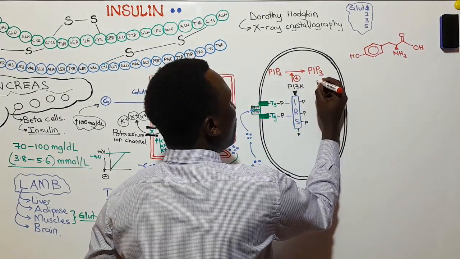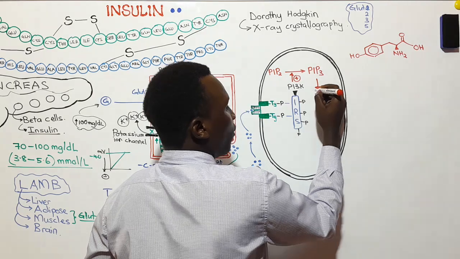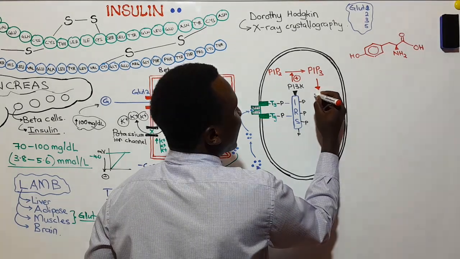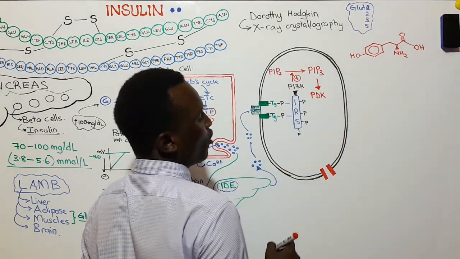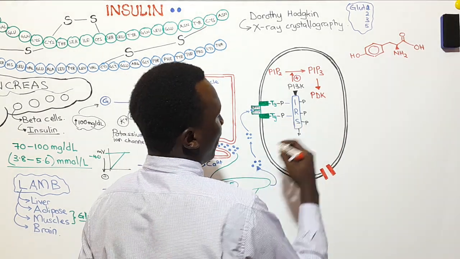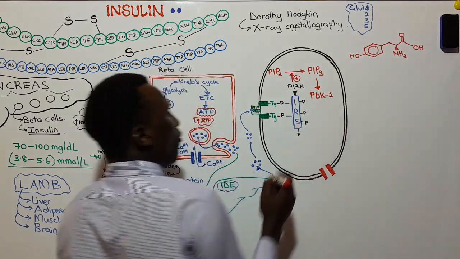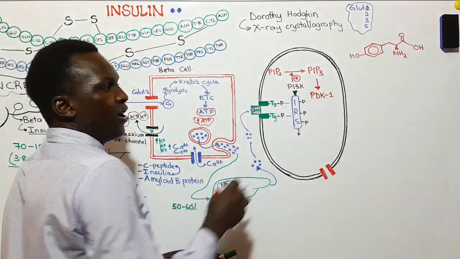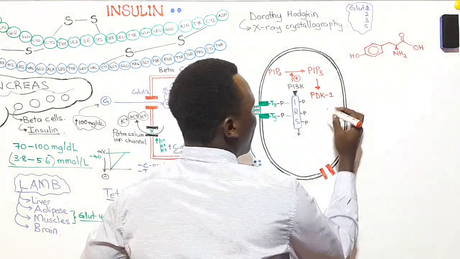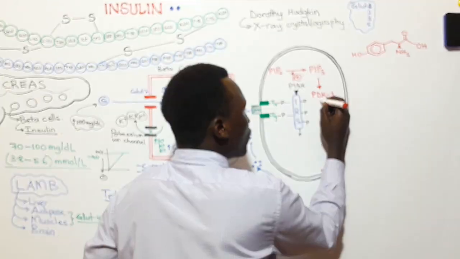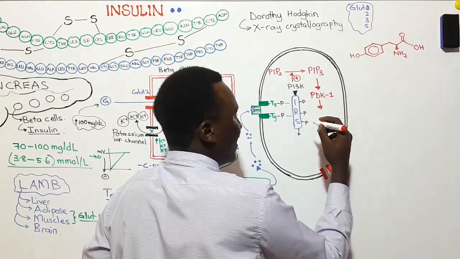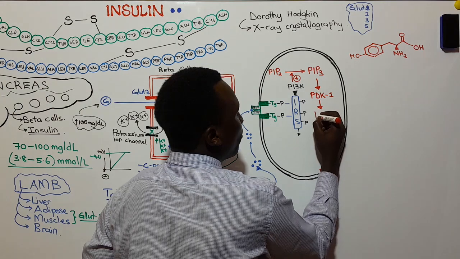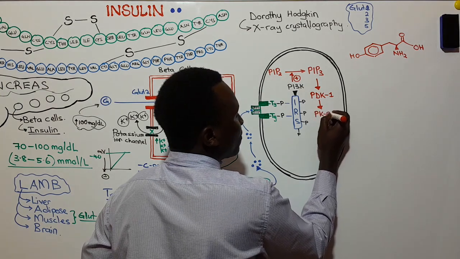The enzyme is what they call the phosphoinositide dependent kinase, or phosphoinositide dependent kinase 1, PDK1. When that stimulation happens, this enzyme will be activated. What is the importance of activating this enzyme? When you activate this enzyme, it will also cause activation of another enzyme, in a cascading effect, which we call protein kinase B.